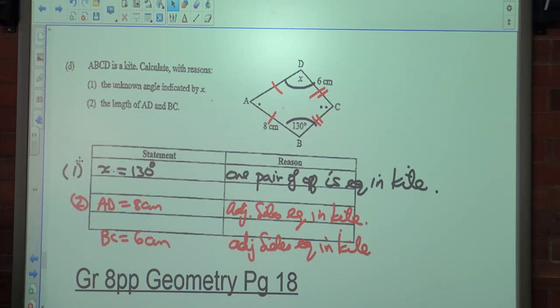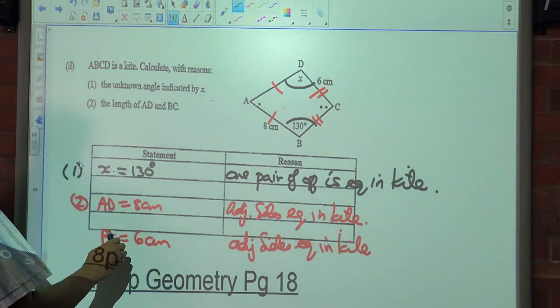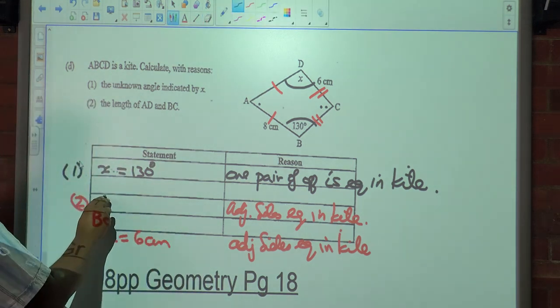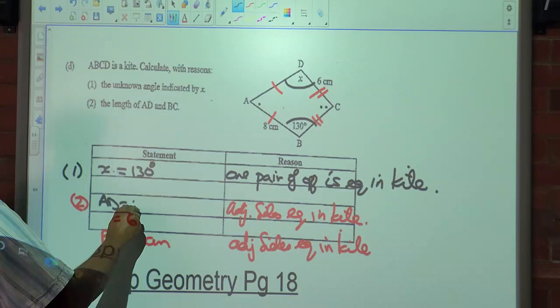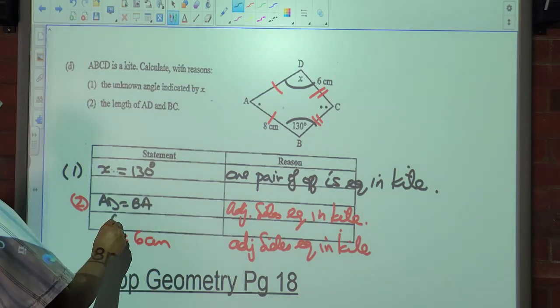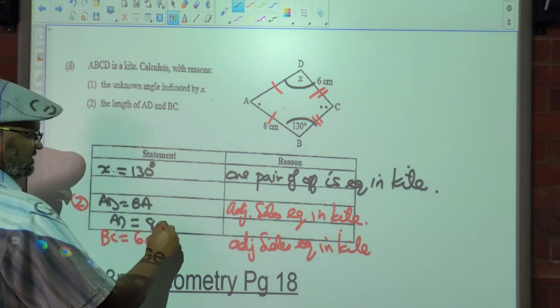Any confusion here? Yes, Michael? I first said DC equals BC, adjacent sides of a kite. Is that correct? So you are first saying AD is equal to BC, adjacent sides of a kite. Then you say AD is 8 centimeters. Is that what you say?